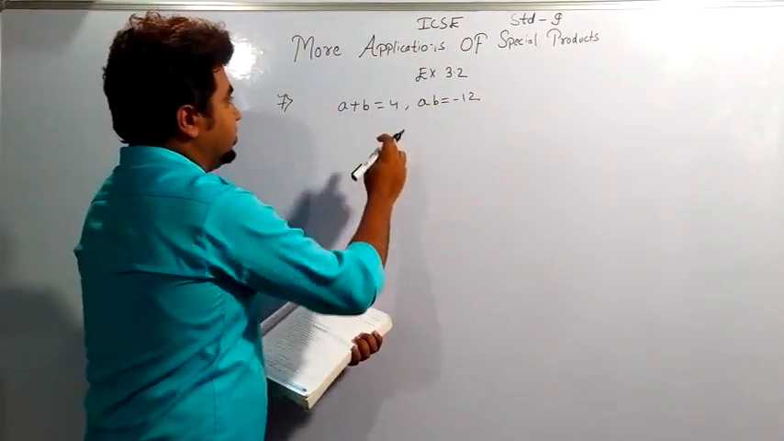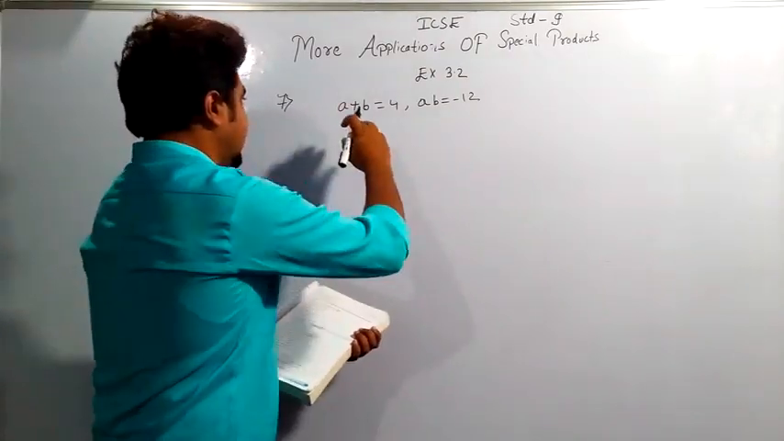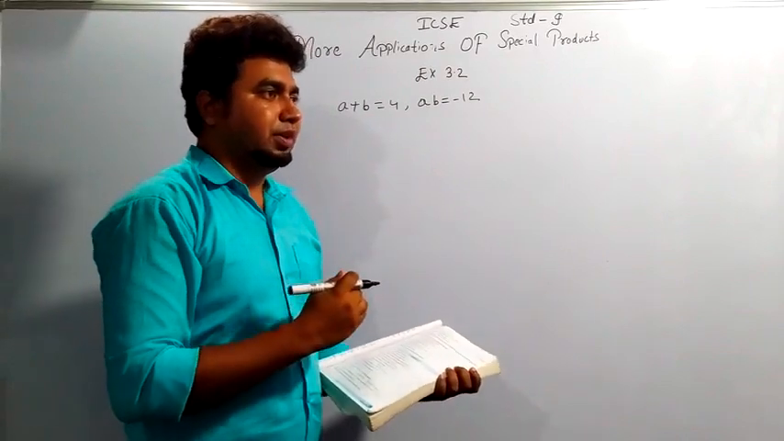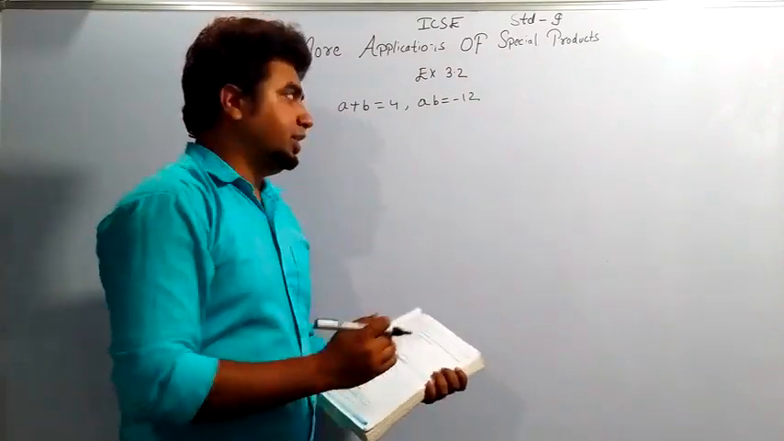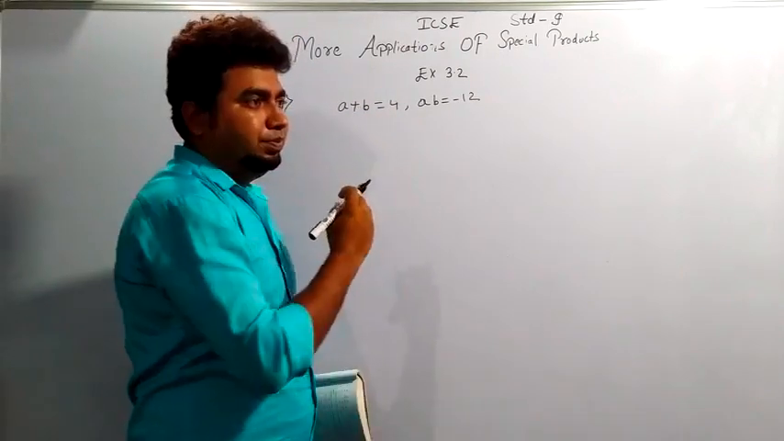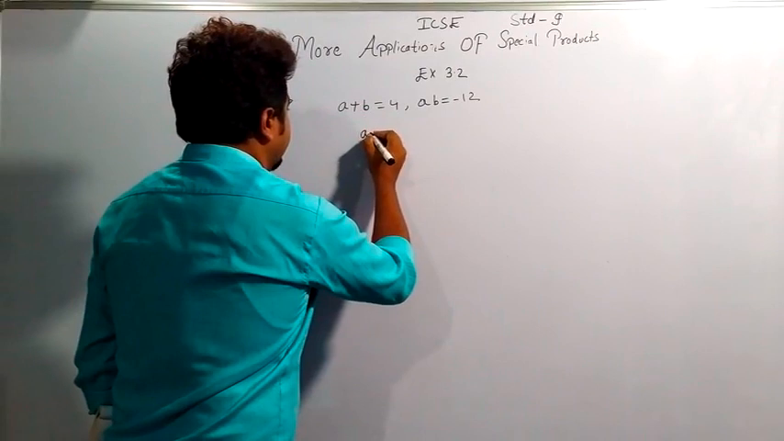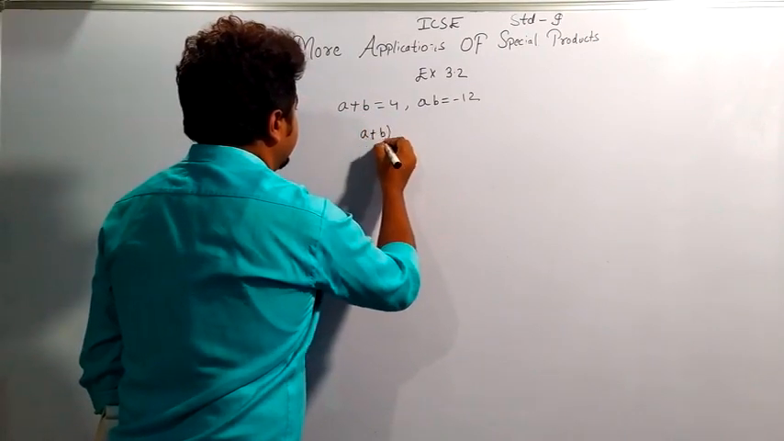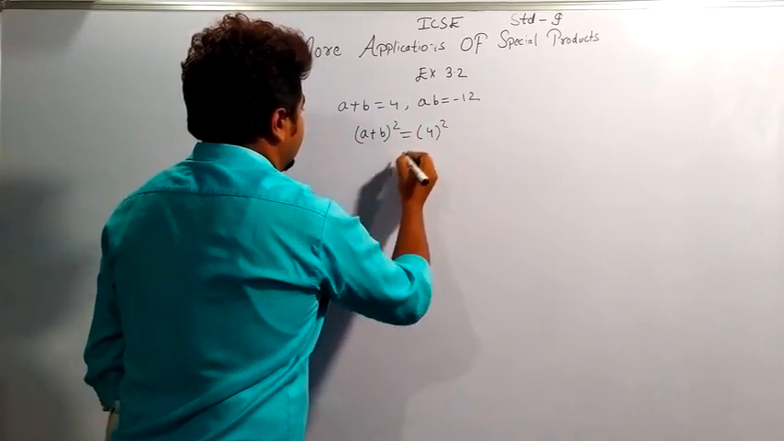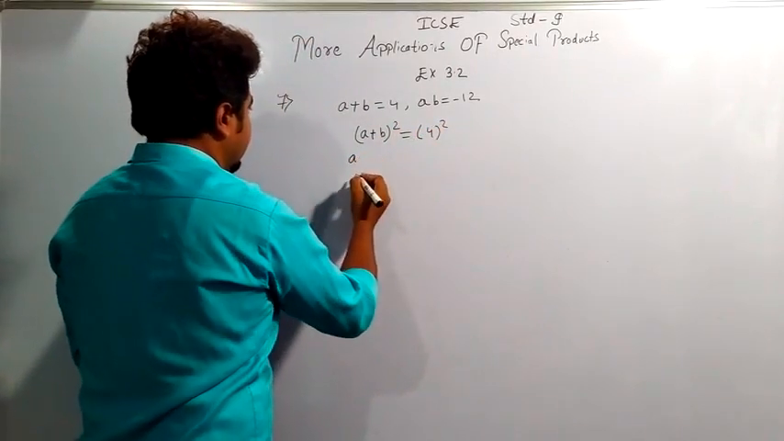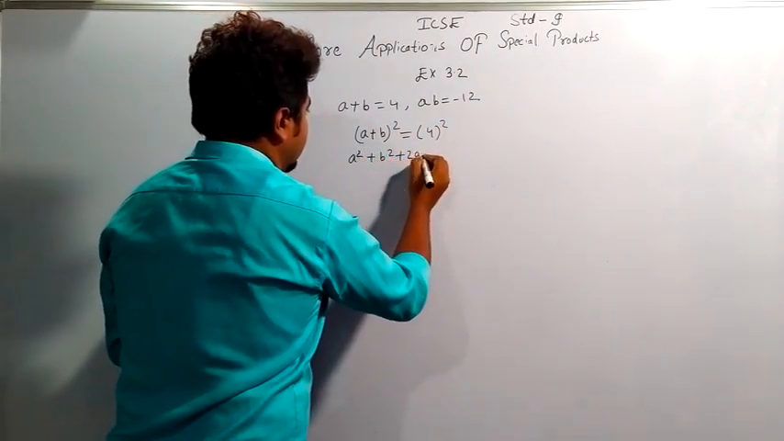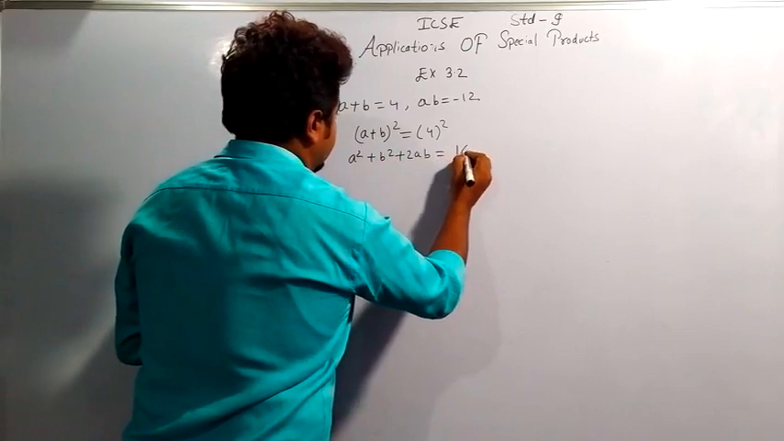Whenever we are seeing a plus b, then we have to square a plus b whole square. When we are seeing a minus b, then we have to square a minus b whole square. First thing that should come to our mind is what is given to us. Here it is given a plus b, means we have to square a plus b whole square. So if I am squaring a plus b whole square on both sides, we get a square plus b square plus 2ab equal to 16.